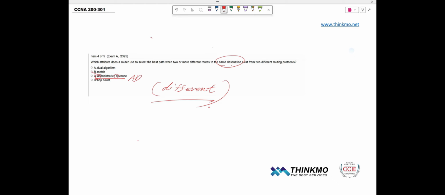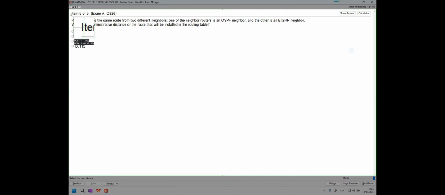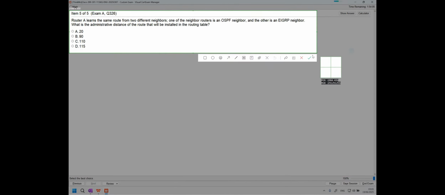For the same protocol, we choose the metric, right? But here it says different protocols, different routing protocols. So let's choose C. Choose C. Alright, question 5. Question 5 is very simple.